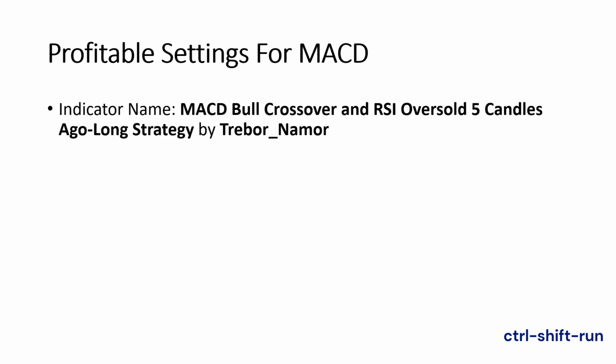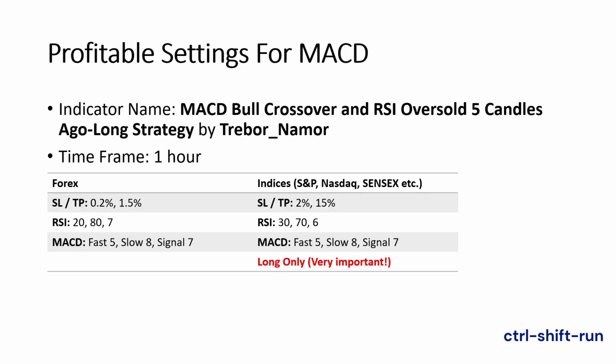Let's review the profitable settings for trading with the MACD indicator. The indicator is the MACD bull crossover and RSI oversold 5 candles, and the time frame is 1 hour. The settings for profitably day trading with MACD are shown above. Remember, for indices go long only.